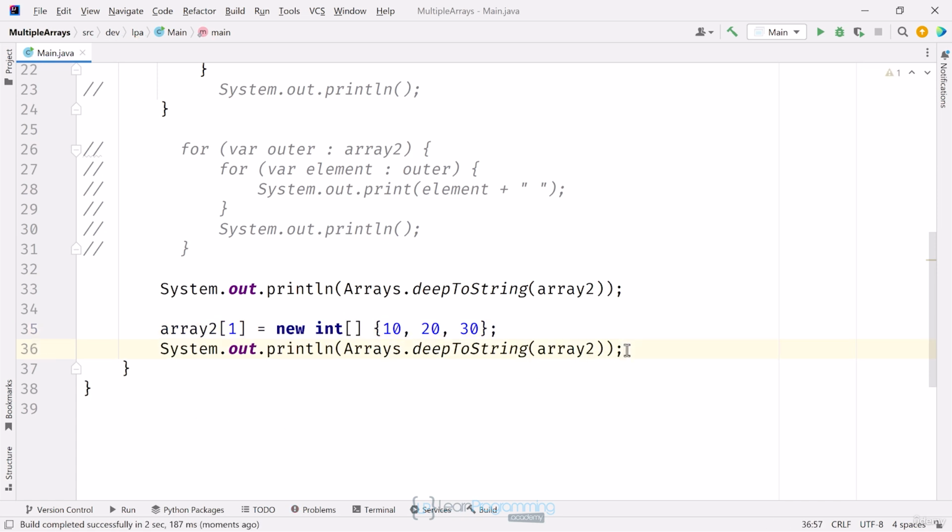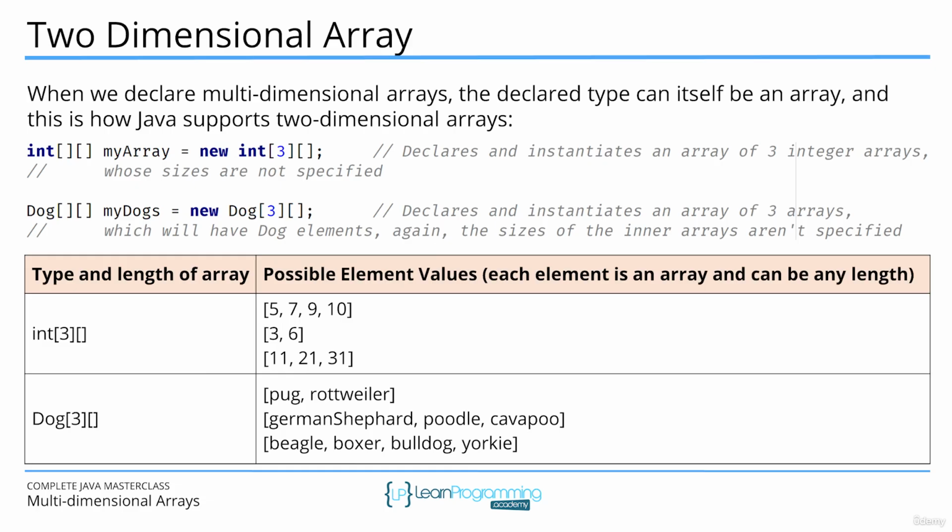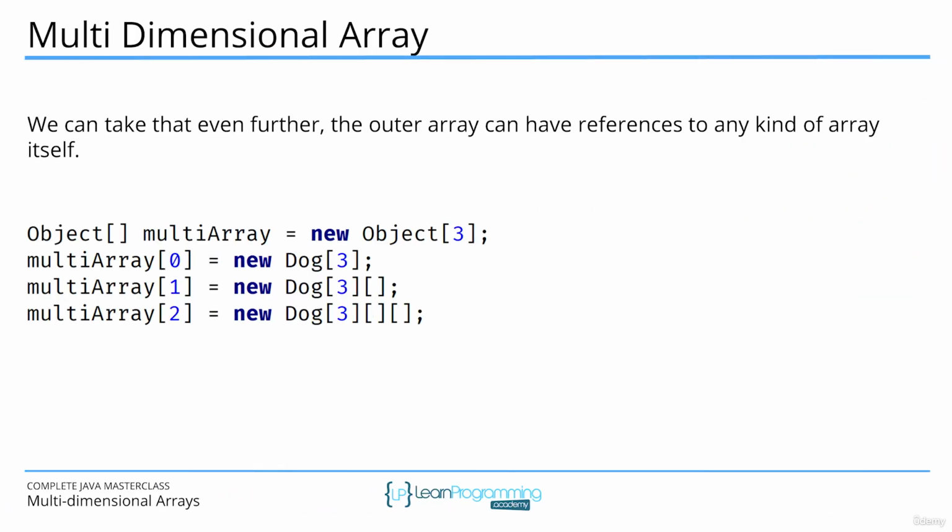This concept of nested arrays may initially be confusing. As a result, I want to spend a bit of time in review so that it becomes clearer. When we declare multi-dimensional arrays, the declared type can itself be an array, and this is how Java supports two-dimensional arrays. We can take that even further. The outer array can have references to any kind of array itself.